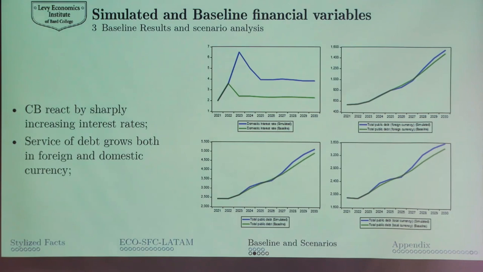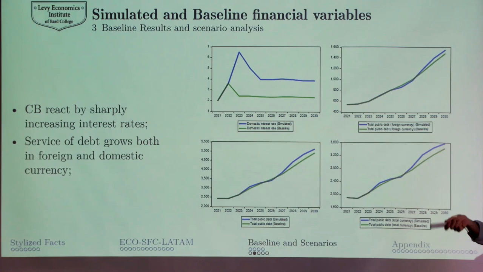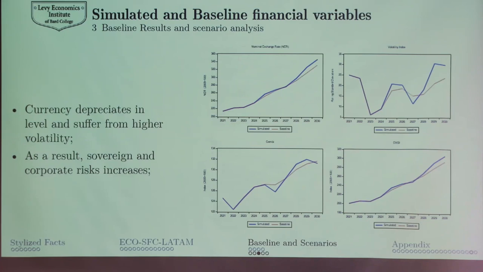So, of course, what you get with respect to the baseline scenario is, obviously, a higher interest rate. You would raise the premium, of course. And you get higher debt for the local, the total, and the foreign component. And of course, you also have an increase in debt service. But you have a depreciation of the exchange rate because of the mechanism that I introduced, because again it's driven by higher volatility and higher corporate and, most importantly, government risk premium.